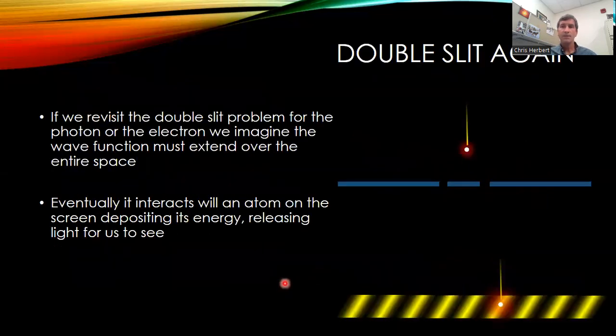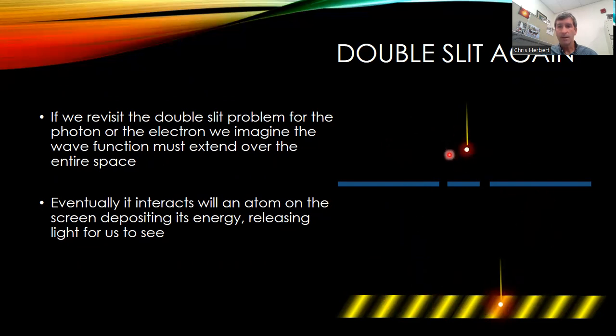So let's return to the double slit problem. Now, we can do this with a single photon. We can do this with a single electron. But when we think about this double slit problem, we know that by sending a single particle through the double slit, it's going to arrive on some screen. It's going to interact with the screen, giving up some of its energy. So what we first have to understand is that the wave function of this particle really exists in terms of all the space in between.